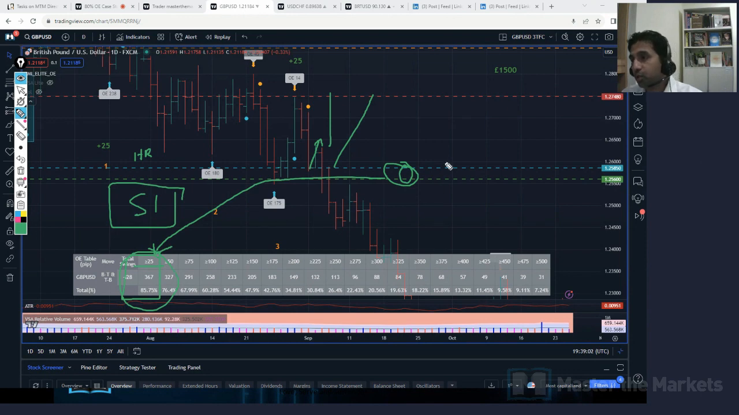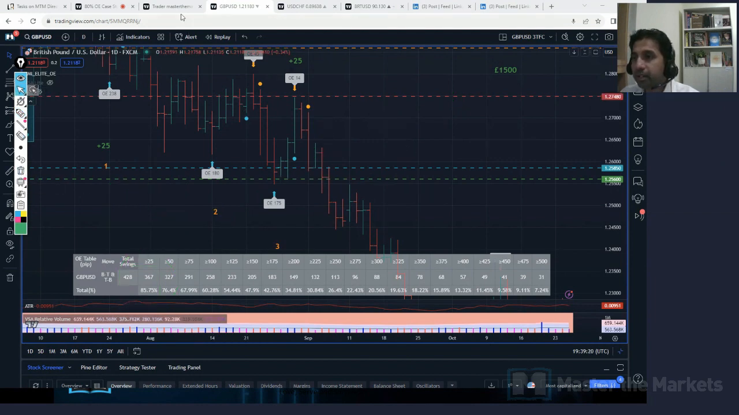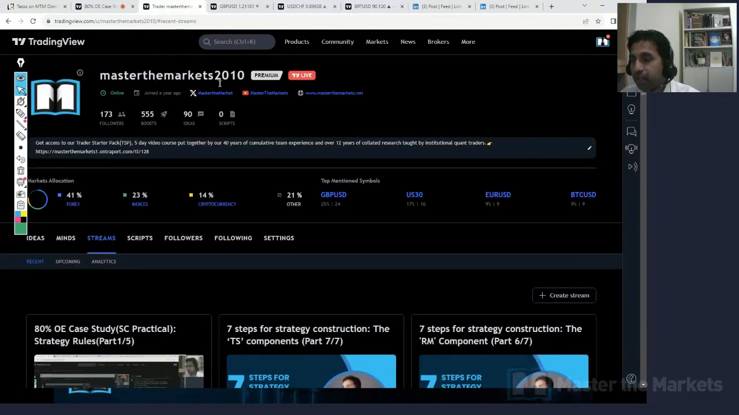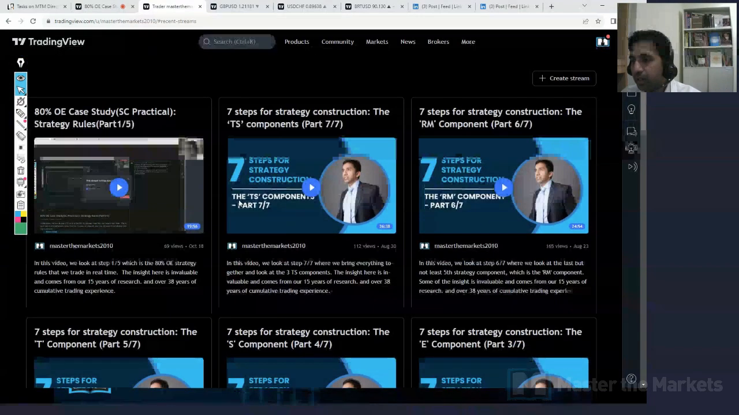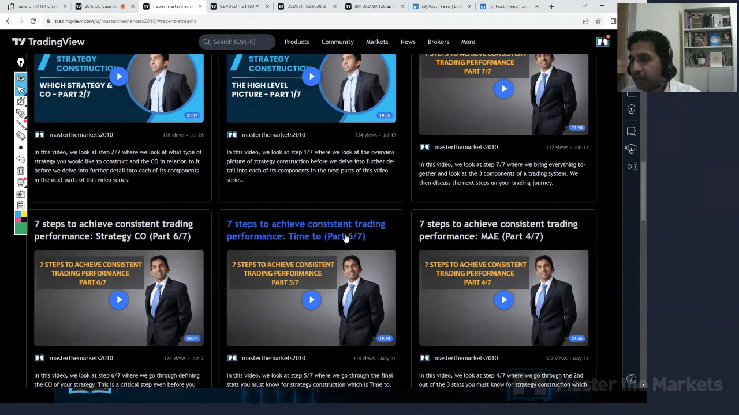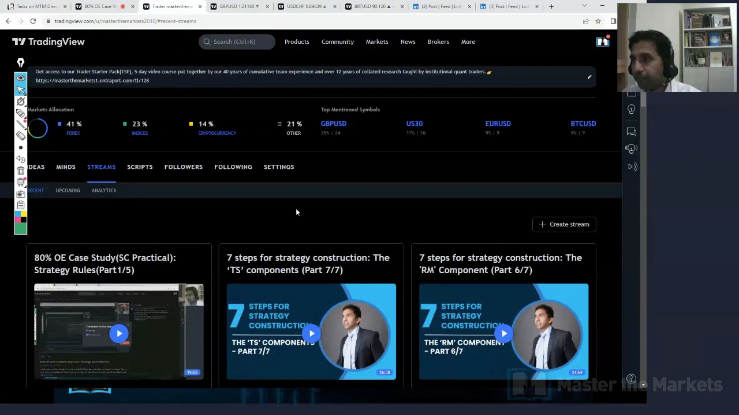You see, what we are interested in, traders, is the actual reward to risk, isn't it? Actual reward to risk ratio, not this expected. Why do I place the stop loss that far away? To give it room to move towards my target. That is what we explained in much detail on our channel Master the Markets 2010, which you can follow in this video series, 7 steps to consistent trading performance. That is where we explain that.